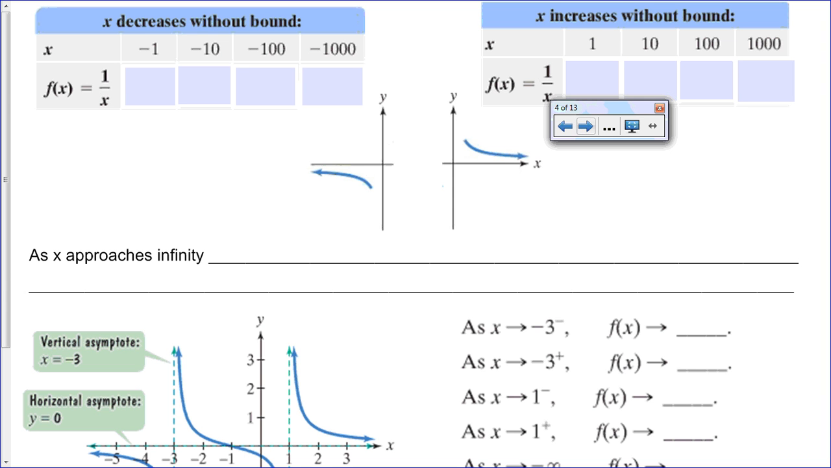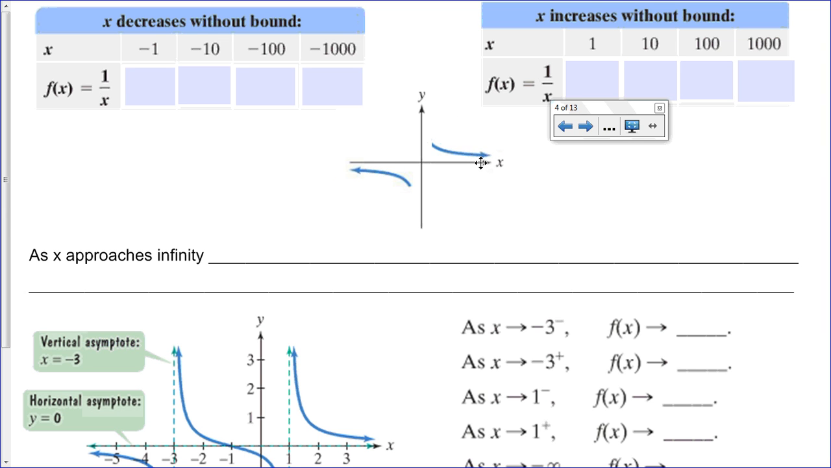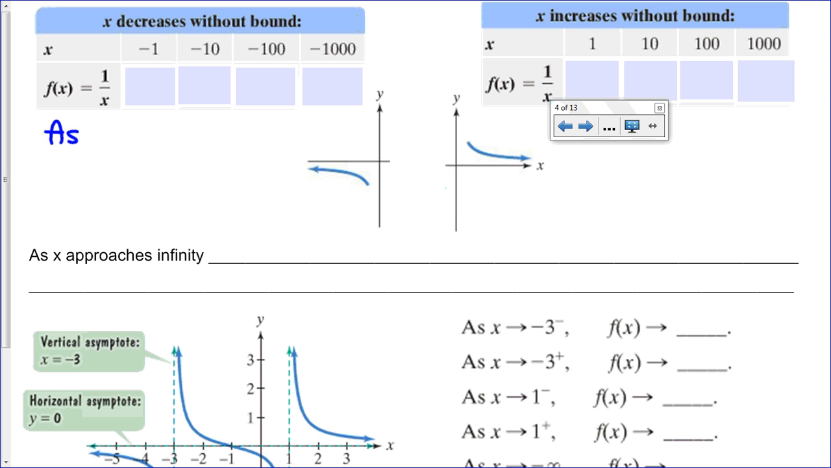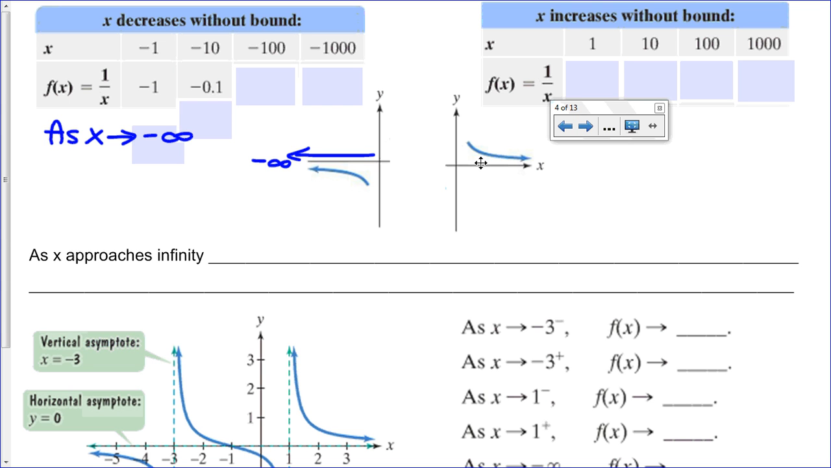Okay, so get your calculators ready now. I just want to show you quickly how this graph works. It is the same graph that we were talking about. I just decided to split it into two. So let's see what's happening on the left side. This is going to answer the question as x approaches negative infinity. So we're going in this direction, towards negative infinity. If we divide 1 by negative 1, we will get negative 1, right? Now, if we divide 1 by negative 10, we get negative 0.1.